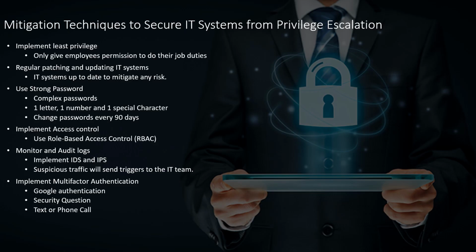Mitigation techniques to secure IT systems from privilege escalation. Implement least privilege: only give employees permission to do their job duties. Regularly patch and update IT systems to keep them up to date and mitigate any risk. Use strong, complex passwords with one letter, one number, and one special character. Change passwords every 90 days.